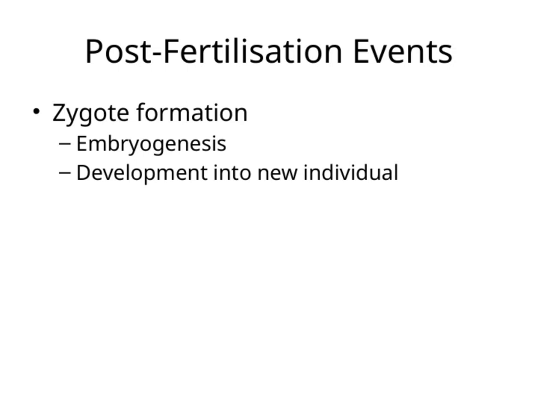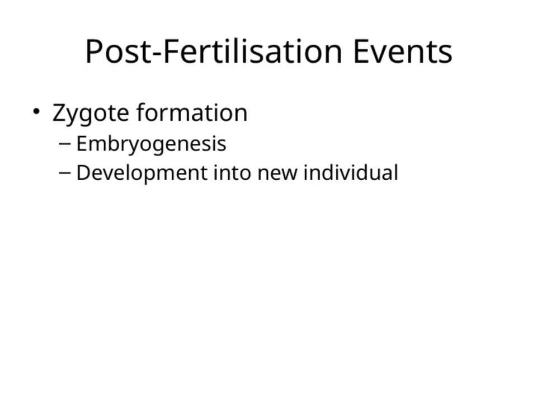Let's now look at what happens immediately after fertilization. The first key event is zygote formation, where the sperm and egg fuse to create a single, new cell. This marks the beginning of this remarkable journey. Following that, we have embryogenesis, which is the process where this single cell starts dividing and developing into an embryo. It's a highly coordinated series of events that sets the foundation for all future development.